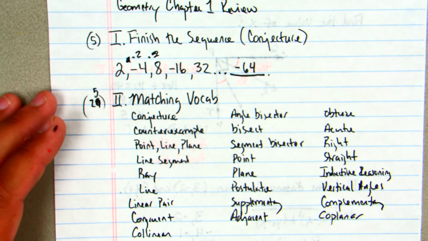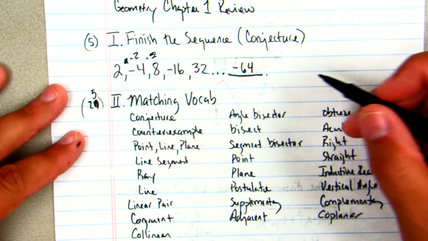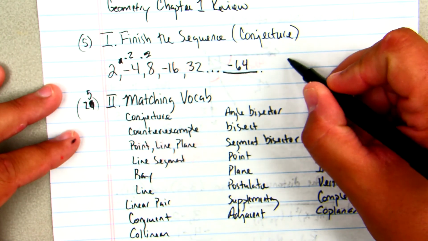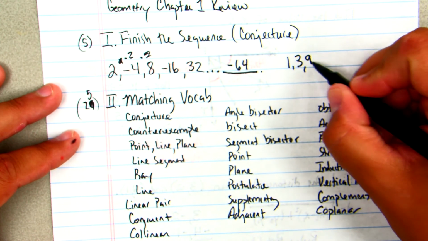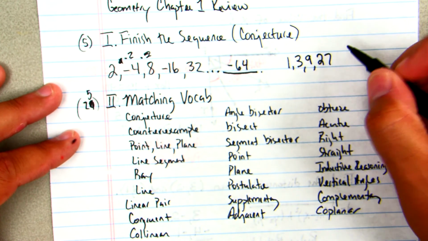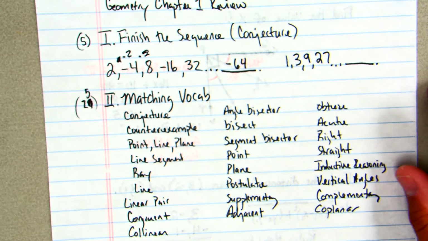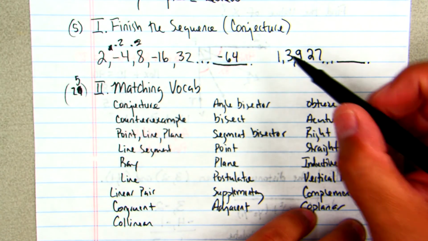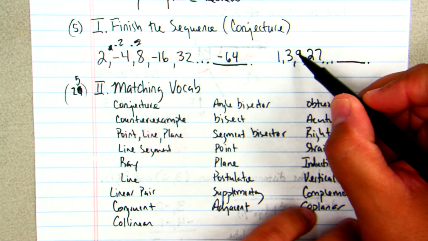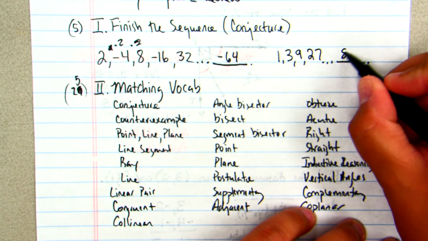Another example of a conjecture problem would be find the next term in the sequence. If I was to go 1, 3, 9, 27, and then what would be the next conjecture we would make in that sequence? First we need to decide how we got from 1 to 3. We said 1 times 3, 3 times 3 is 9, 9 times 3, 27 times 3, and we would arrive at 81.